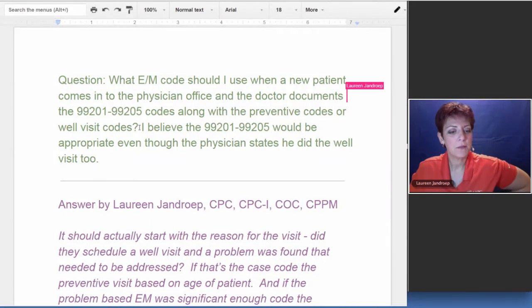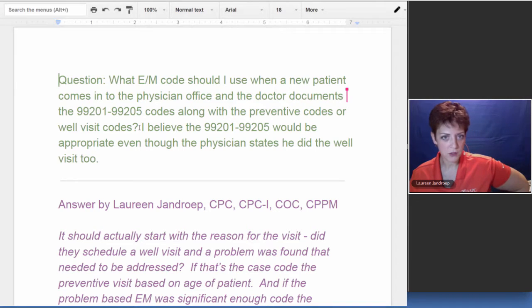Okay, so basically it should actually start with the reason for the visit. Did they schedule a well visit and then a problem was found during that visit? If that's the case, then the preventative visit would be the main code you'd want to use, and then you'd have to decide if the work was significant enough to warrant a regular E&M. And if it was, then you'd want to use modifier 25.